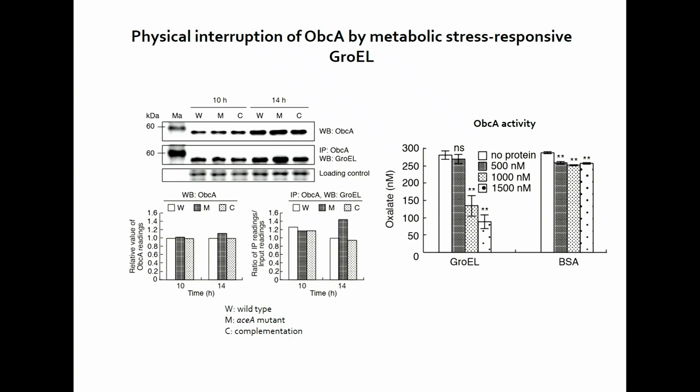This is the loading control. There's an elevated amount of GroEL here. If you convert this blot to data, this ratio of IP readings per input readings, there is a big difference between the wild type and the quorum sensing mutant. There's more GroEL immunoprecipitation. When we submitted this data to mBio, the reviewers were not happy with this data.